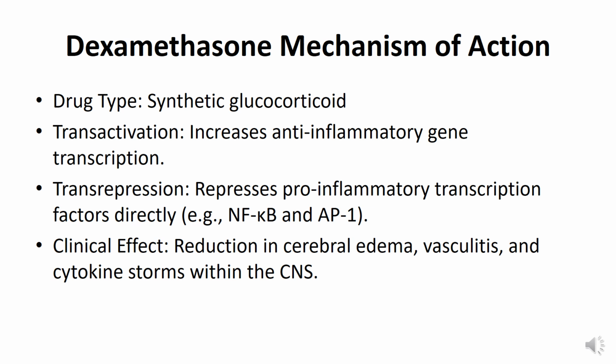In summary, dexamethasone is a synthetic glucocorticoid that modifies gene expression through both transactivation and transrepression. It enhances the production of anti-inflammatory proteins while suppressing major inflammatory pathways such as NF-kappa B and activator protein 1. The result is reduced cerebral edema, decreased vasculitis, and better control of inflammation within the central nervous system, making it a valuable adjunctive therapy in tuberculous meningitis.